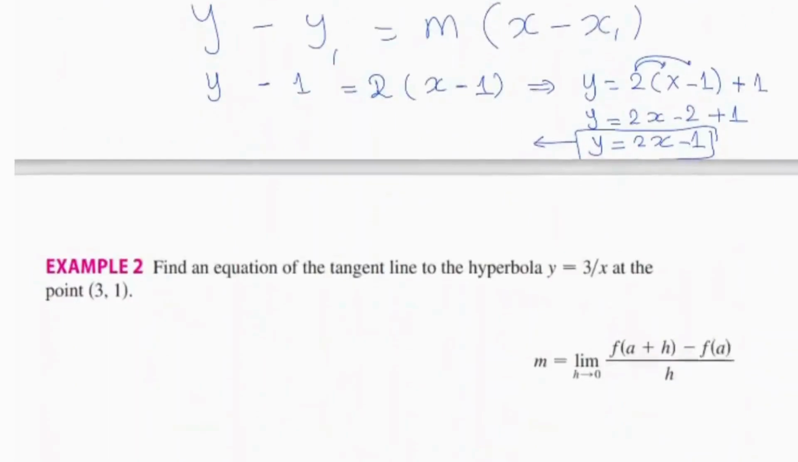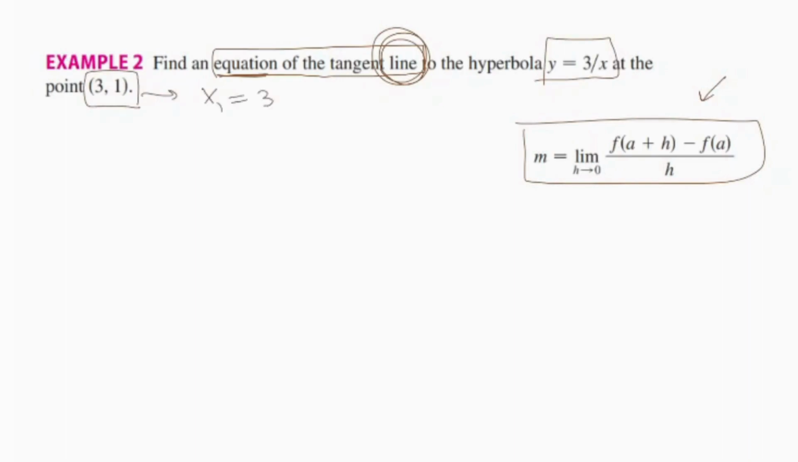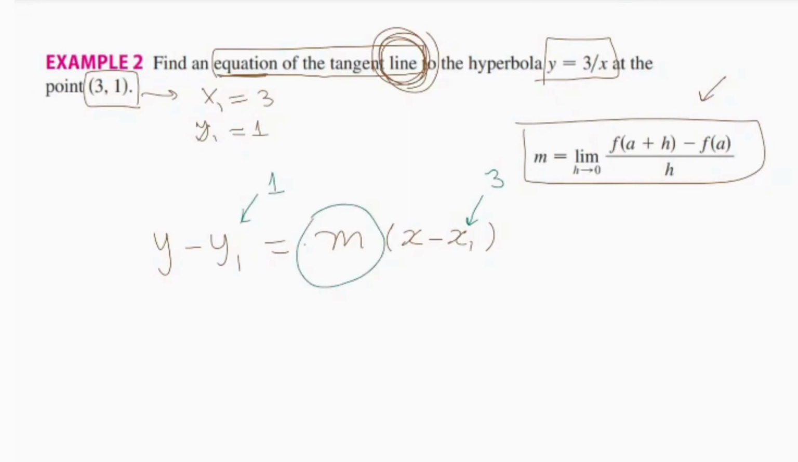Okay? For that example 2, I'll use the other formula. I have the same question, and I need to find the equation of the tangent line. I have the curve and I have the point. From the point directly, x1 is equal to 3 and y1 is equal to 1. For any line, the equation is y minus y1 equal to m times x minus x1. So I have found x1, which is equal to 3, and y1, which is equal to 1.